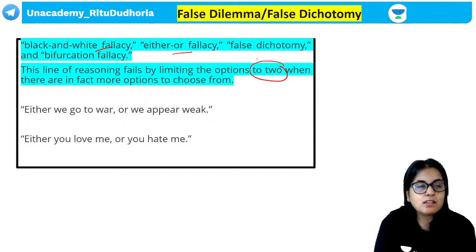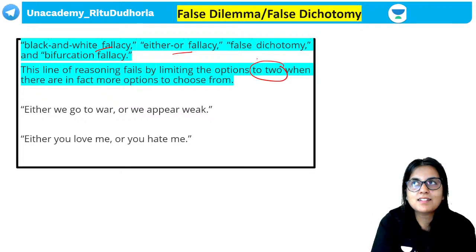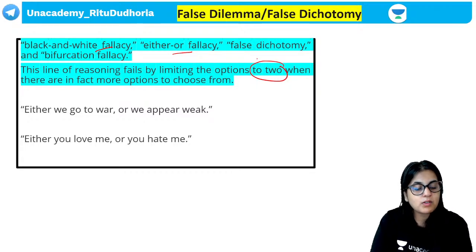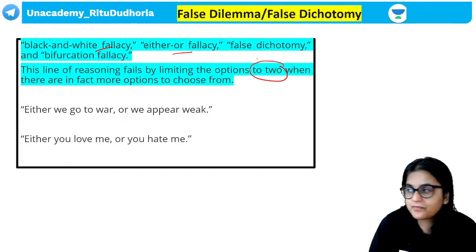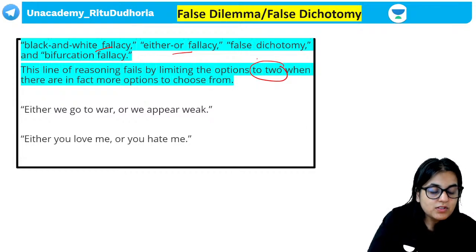For example, if I say either you clear the CAT examination or you fail in life, that's a false dichotomy. Either you love me or you hate me. Not necessarily. There could be something in the middle also. You may just be tolerating the person, or you may just like the person. Either we go to war or we appear weak. So you're creating a false situation. For example, either you come with me or I'm never talking to you again. Okay, got it, guys? Yeah, you act as if there's no middle ground.